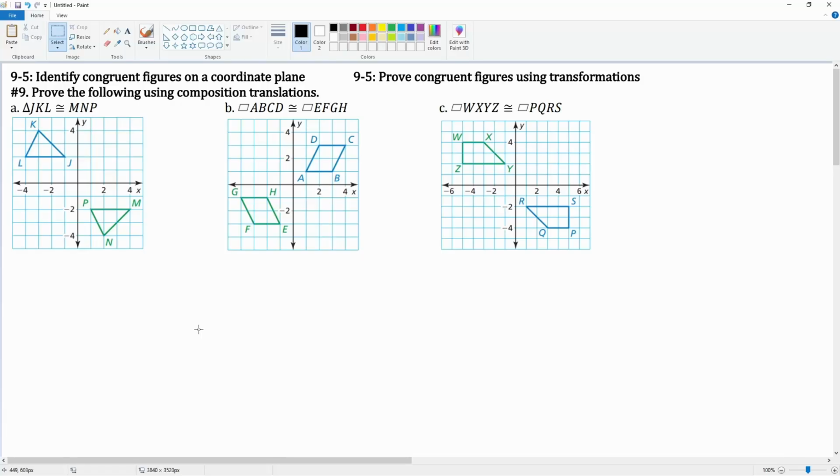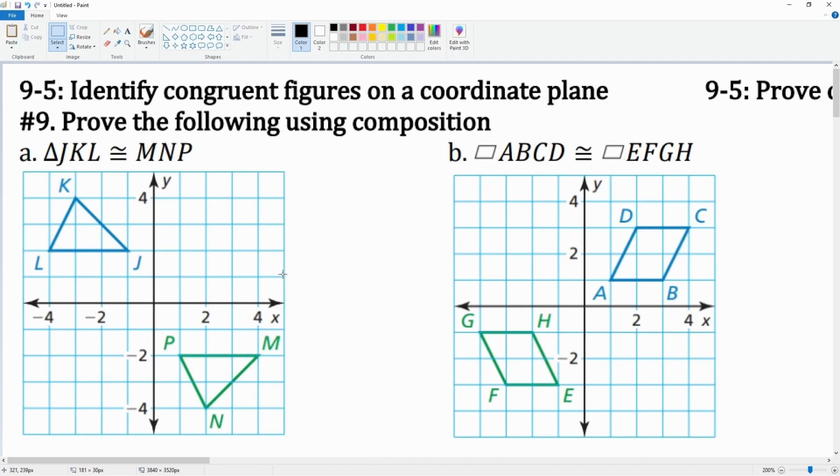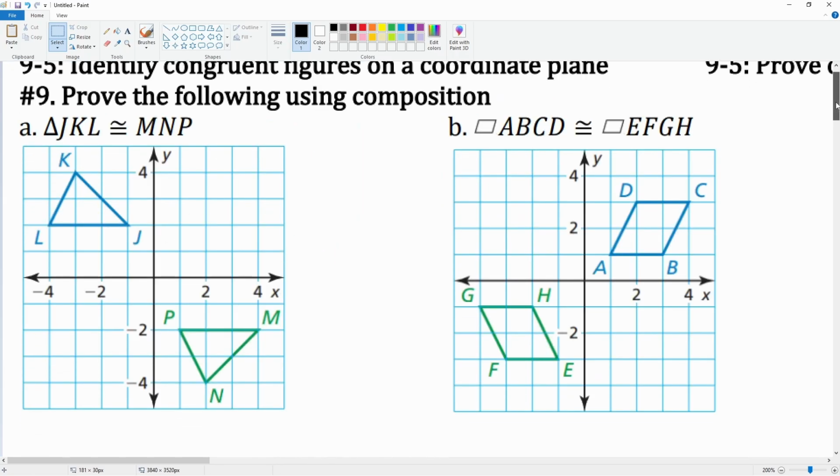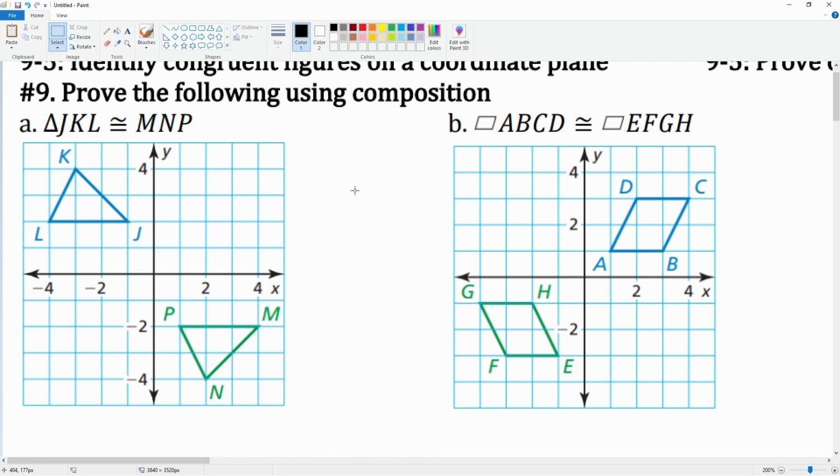Exercise 9-5, you're proving that the two figures here are congruent using transformations. So let's look at number 9, where we're going to prove the following using composite transformations. It should not be just translations; it could be any transformations here. So let's take a look at A first.